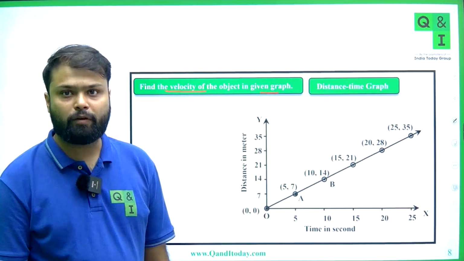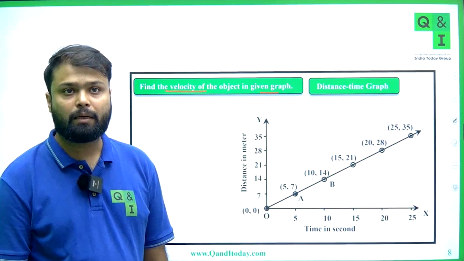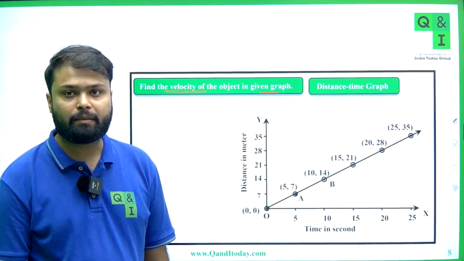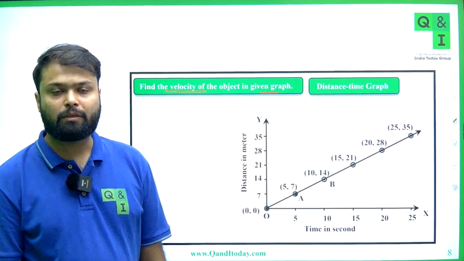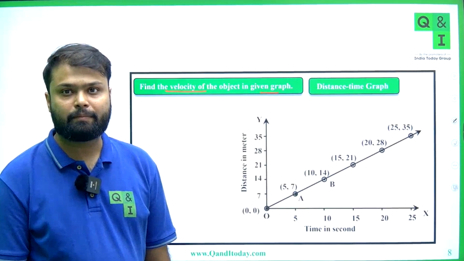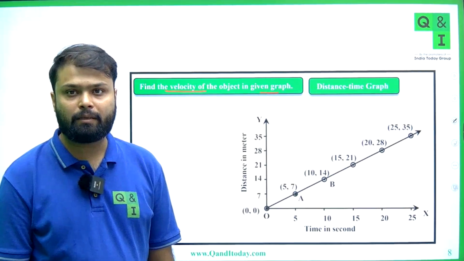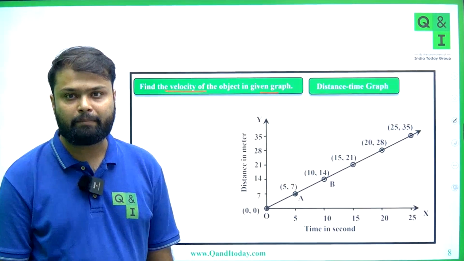The rate of change of an object's position over time. No, I'm talking about velocity, not speed. Both are different quantities, yes or no? Speed is scalar, velocity is vector. Speed is distance covered upon time. Velocity is displacement upon time.